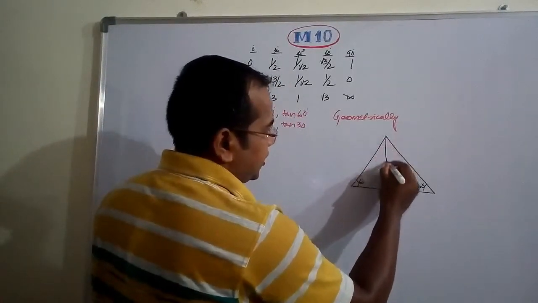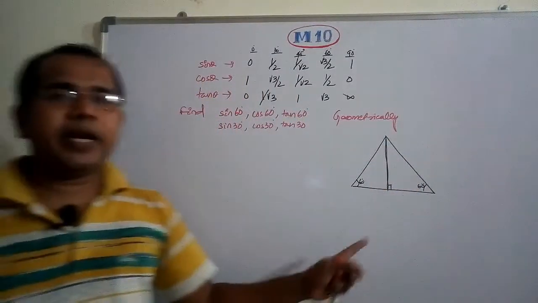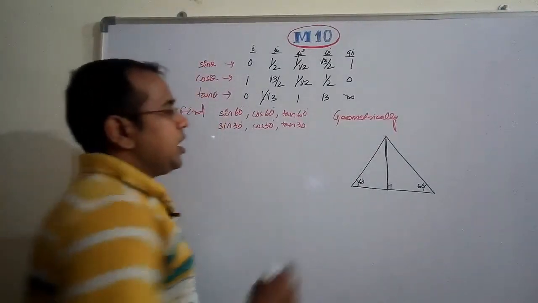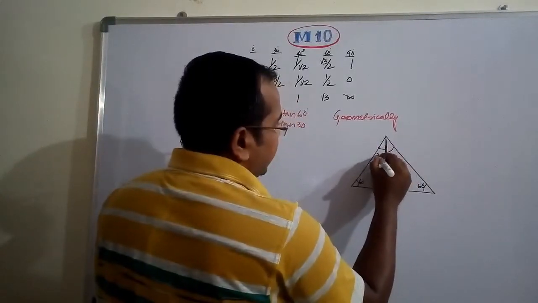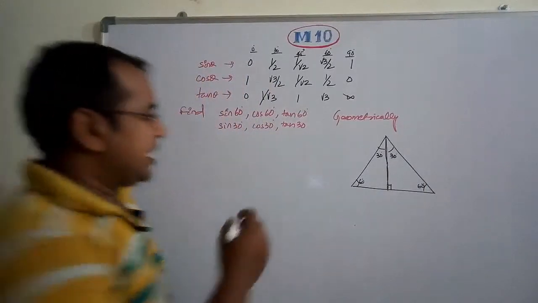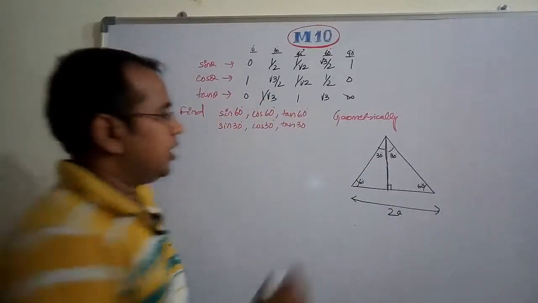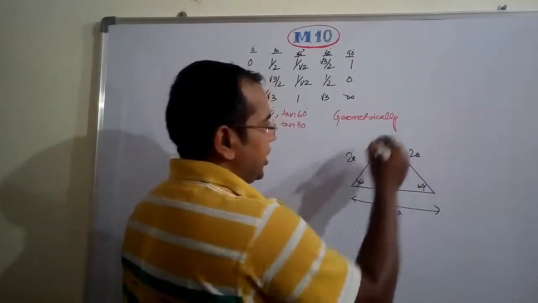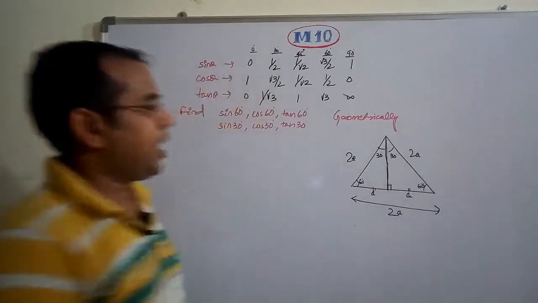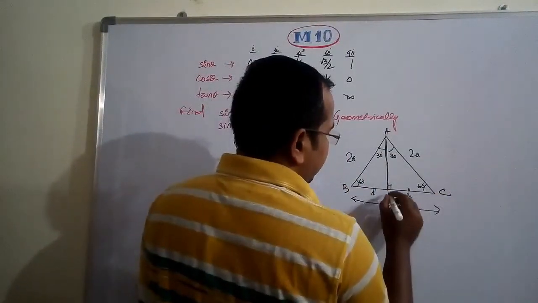Now draw here the perpendicular. In an equilateral triangle, the perpendicular is the median as well as the angle bisector. So if it bisects, we get here 30 degrees, this is 30 degrees. Okay. Now let's say this total side is 2a. This is also 2a, this is also 2a. As it is the median, it will divide equally, so we get here a and a. Let us name this triangle ABC. This is, let's say, D.